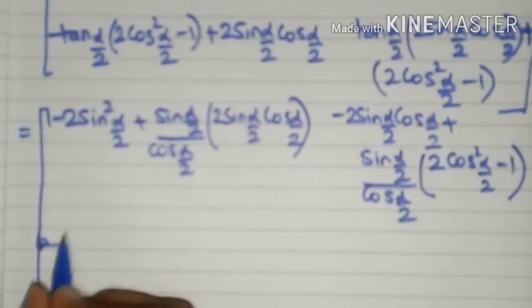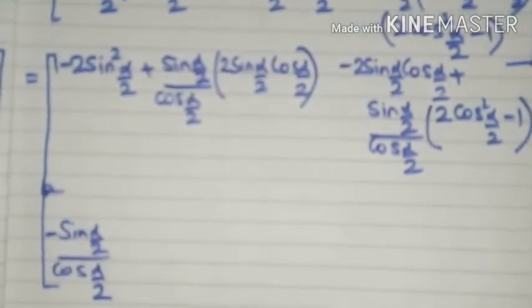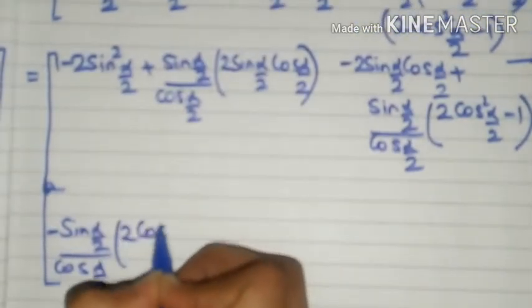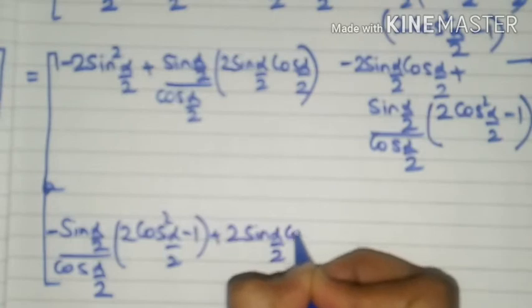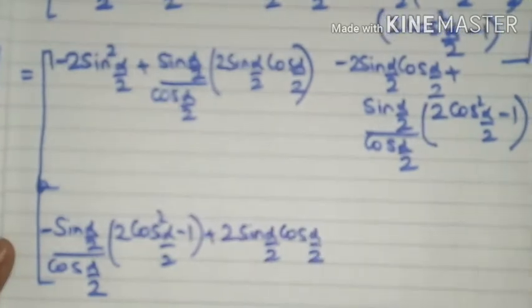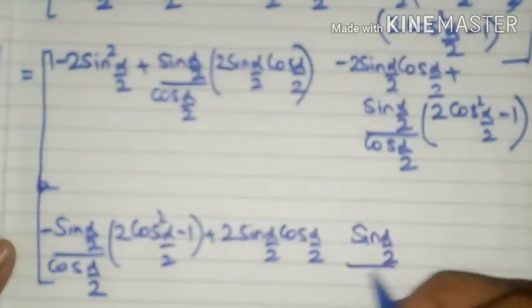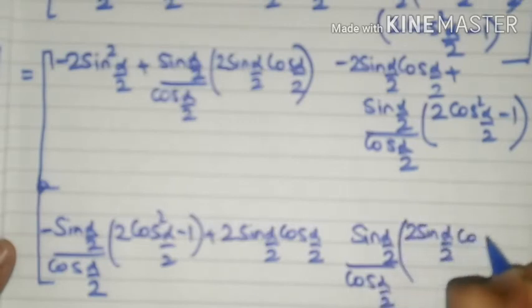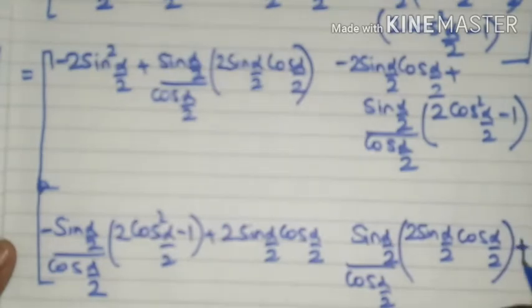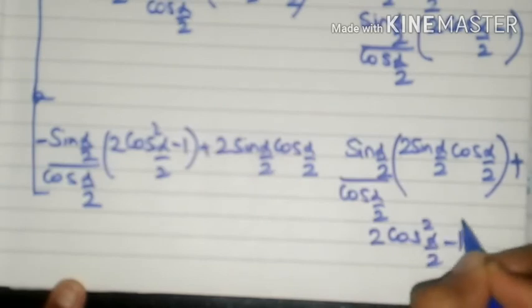So that will be again minus tan alpha by 2. I will write it as sin alpha by 2 divided by cos alpha by 2, something like this, multiplied by this, I'll keep it as it is. Plus 2 sin alpha by 2 cos alpha by 2. Now the last entry is going to be tan alpha by 2, I'll write it as sin alpha by 2 upon cos alpha by 2 into 2 sin alpha by 2 cos alpha by 2 plus 2 cos square alpha by 2 minus 1.